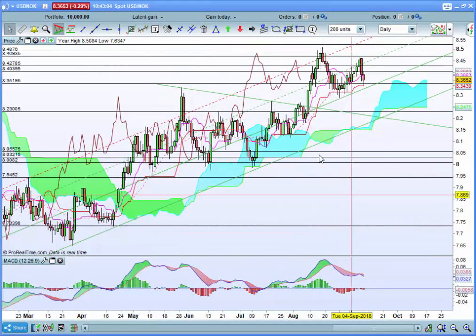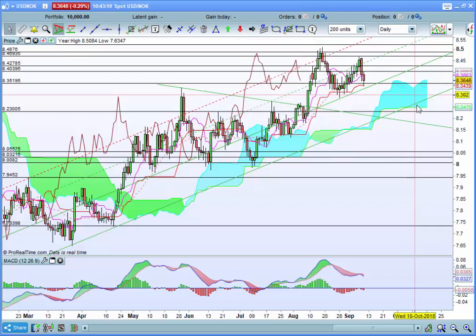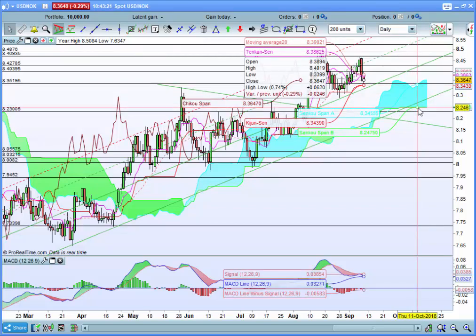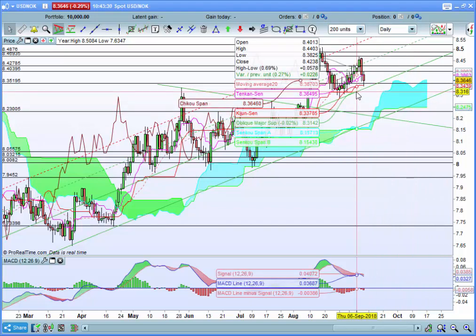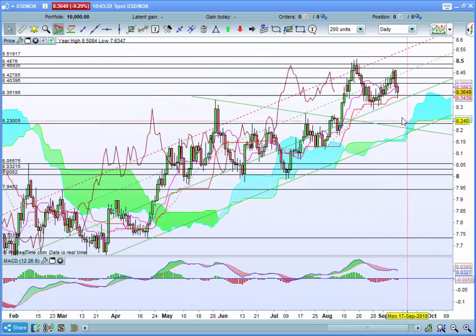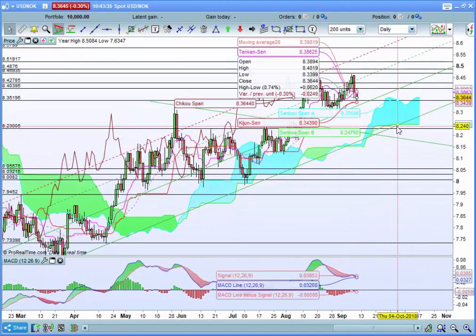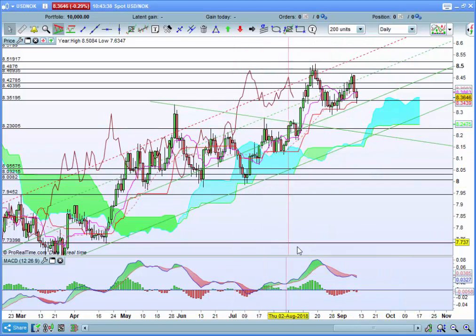US dollar Norwegian krone, testing the front end of the cloud for support. This is after pulling back after quite a nice little rally after rebounding from the top end cloud support. But extended, pulling back, watching out for the front cloud level here for support, and 8.246, if we see significant weakness, could see that support level come back in there as it drifts lower. But watching to see if support will hold here at 8.3160. Fail that, we could see it drift back down to the front end of the cloud at 8.24. MACD sell signal remains in place, so we're looking for a potential rebound trade at key support levels.